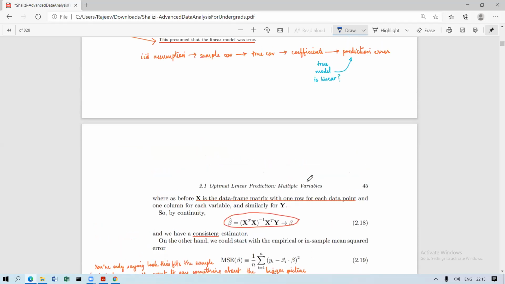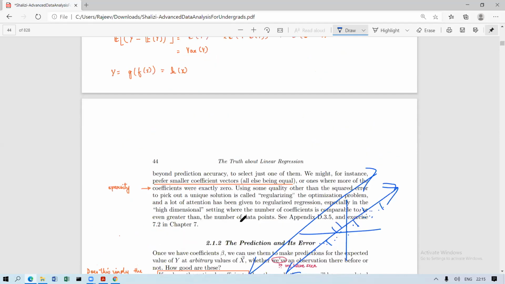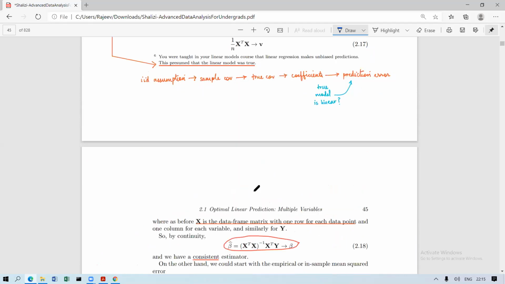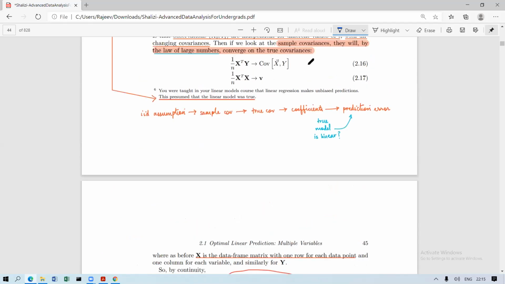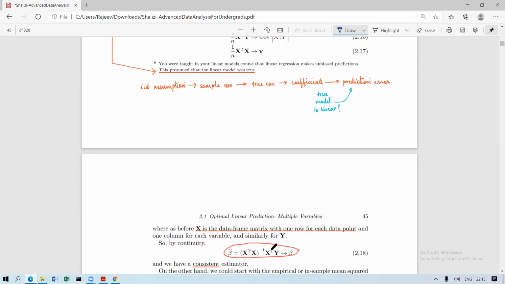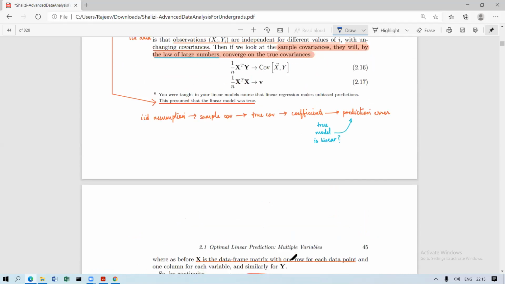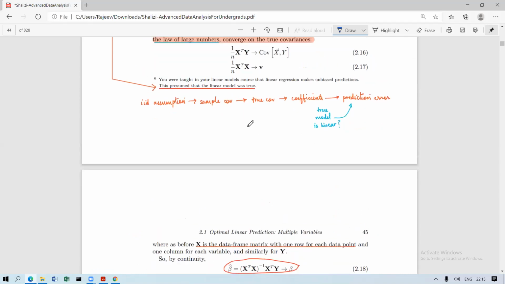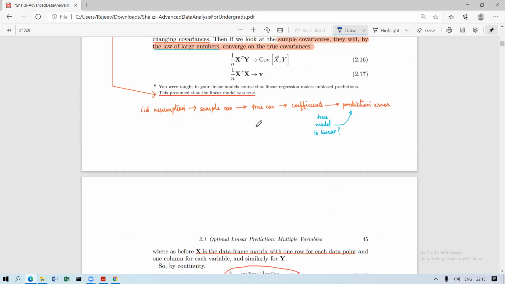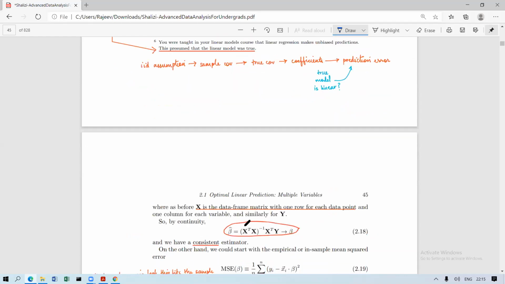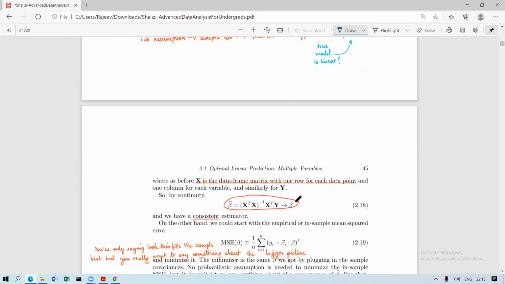The derivation as an v. This is how you write v, and this is how you write the covariance of xy, you get this. So v inverse would be n times x transpose x inverse, and n and 1 by n cancel each other out, and this is what you get for the optimal predictor.